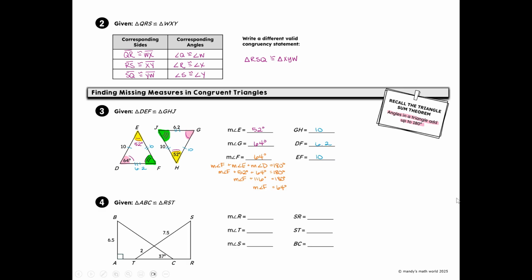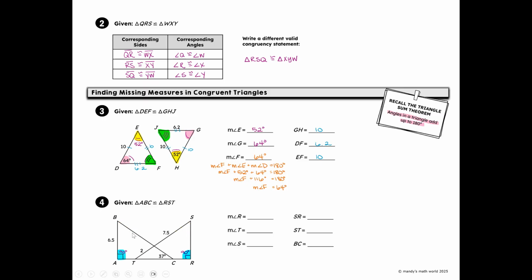Let's move on to example number 4. This is a pair of overlapping triangles, and I'm given that triangle ABC is congruent to triangle RST. Remember, order matters. So first, let's look at the measure of angle R. Angle R is in the first position here. Angle A is in the first position here. So these are my pair of corresponding angles. So if this is 90 degrees, then angle R is also 90 degrees, okay?